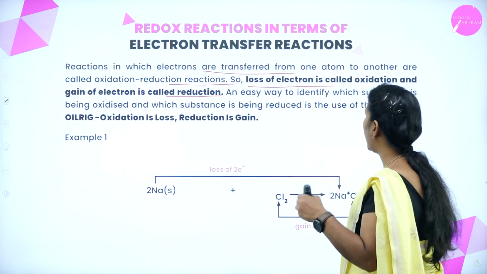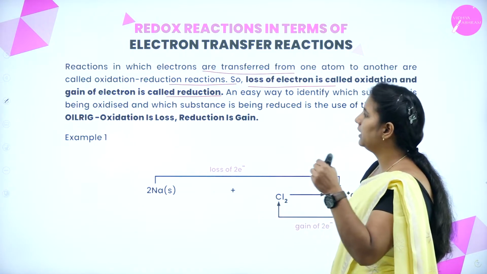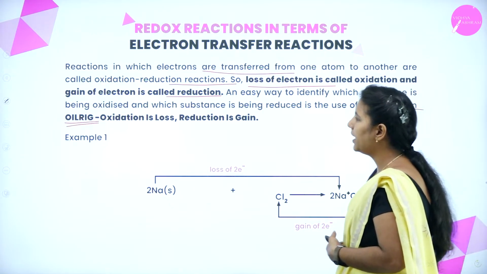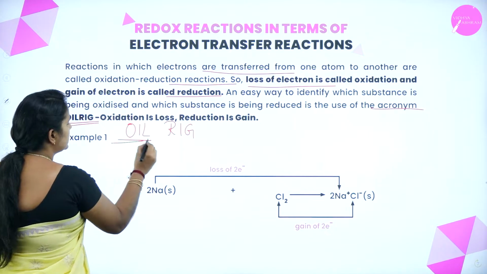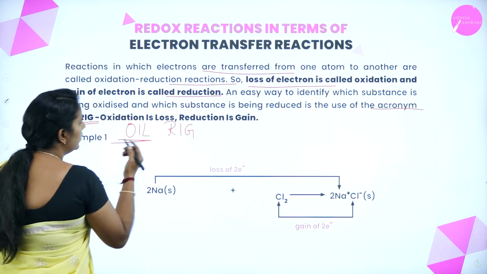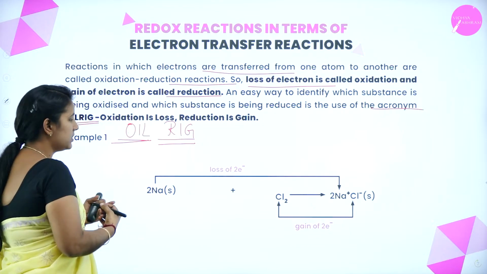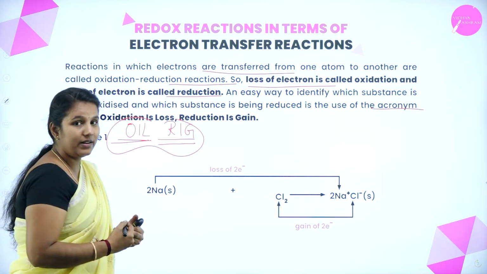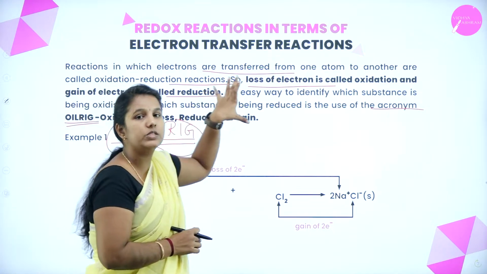An easy way to identify the substance being oxidized or the substance being reduced can be remembered with the acronym OIL RIG, where oxidation is loss of electron, whereas reduction is gain of electron. By using this acronym, we can easily understand oxidation and reduction in terms of electron.